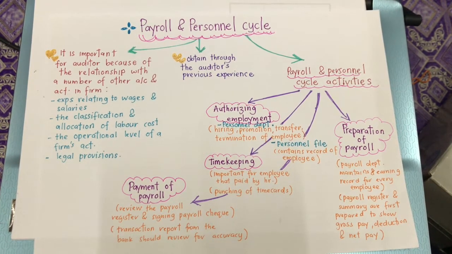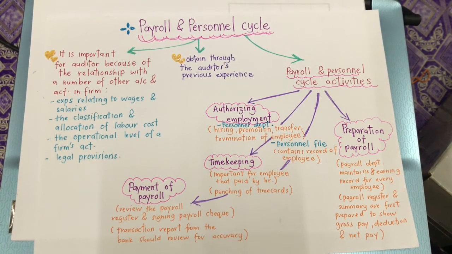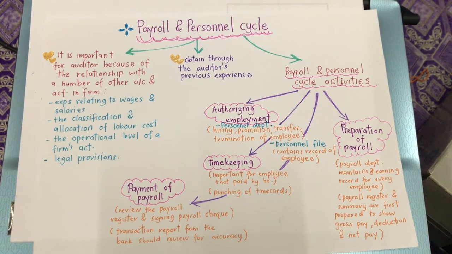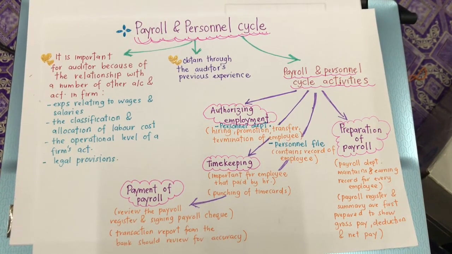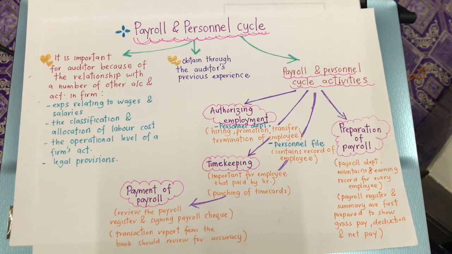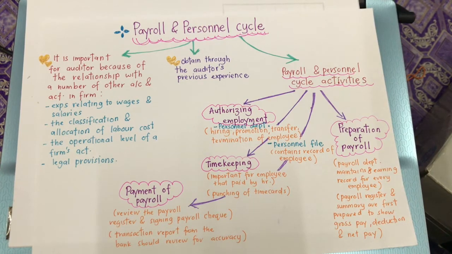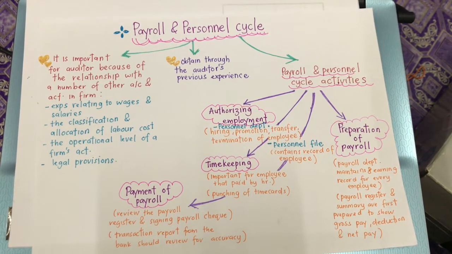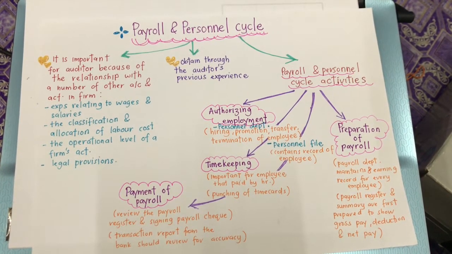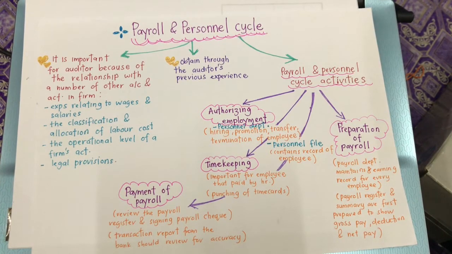Number 4, payment of payroll. Review the payroll register and sign payroll checks. Identification of employees is required when distributing the payroll. Payroll list or list of pay account detail should be prepared and reviewed before sending to banks. The transaction report from the bank should be reviewed for accuracy.